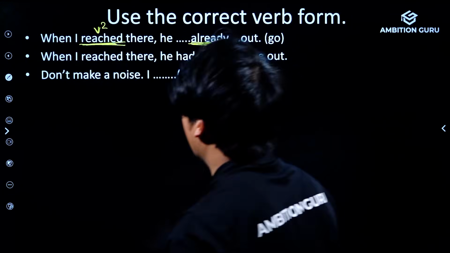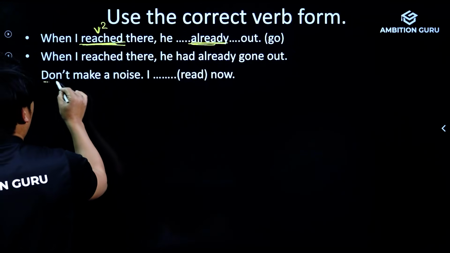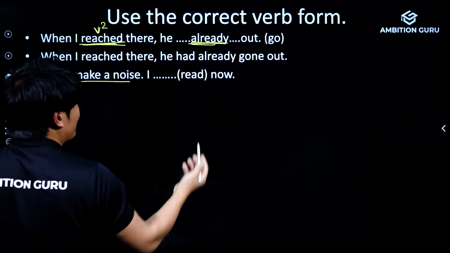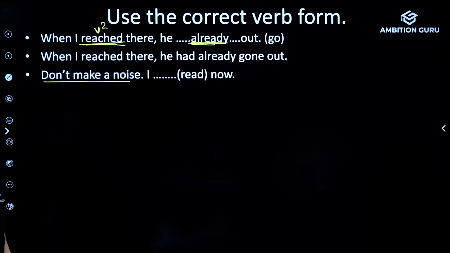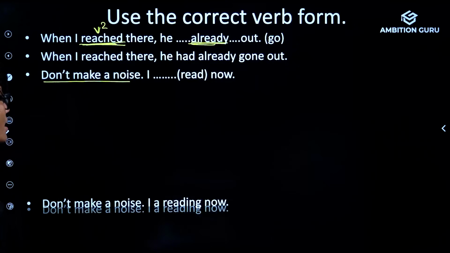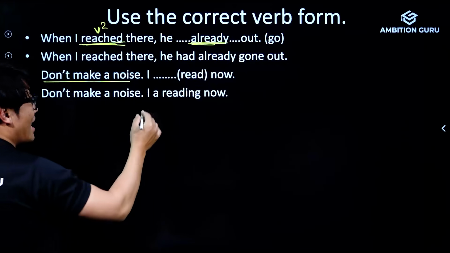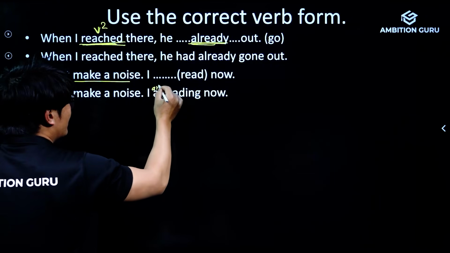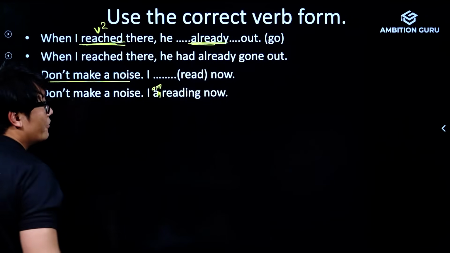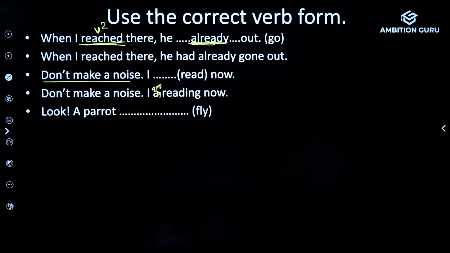That's a beautiful answer. Don't make a noise, so obviously it wants to have now continuous. But which continuous? Not past continuous, it should be present continuous. So answer is, don't make a noise, I am reading now. Okay, here am is missing, so I am reading now. Clear? Next question. Look, a parrot. Look, a parrot. Dot dot dot fly.